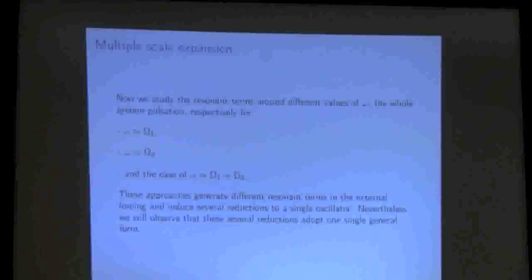We can distinguish first a case when omega is close to omega 1, and a case when omega is close to omega 2. So omega 1 and omega 2 are the frequencies of the 2 degrees of freedom initially, and the case where you have a global resonance in the differential systems. Okay.